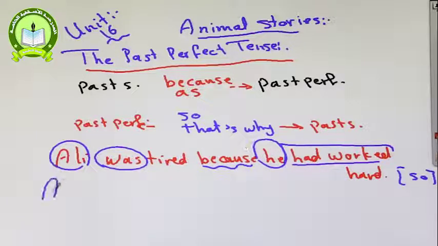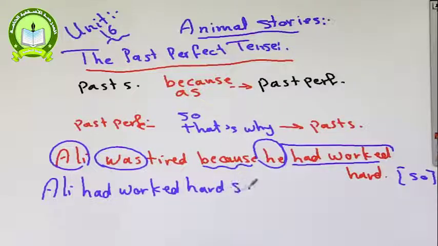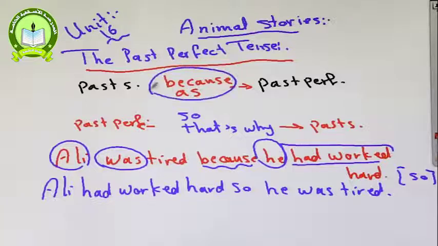You should change. Ali had worked hard, so... I heard some of you answering before I answer. I hear someone is speaking, and this is correct. Ali had worked hard, so he was tired. Excellent. So, because and as are equal, and so and that's why are equal, but they are different. Because and as are followed by past perfect, but preceded by past simple. So and that's why are followed by past simple, but preceded by past perfect.